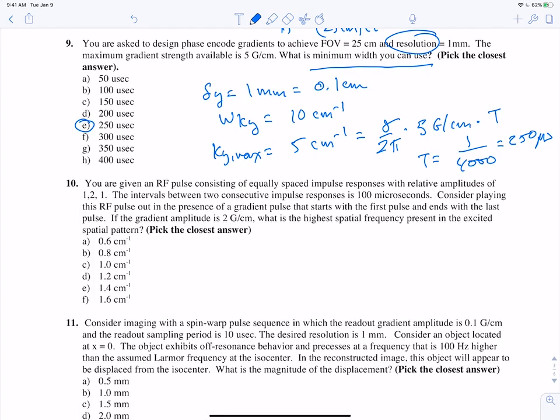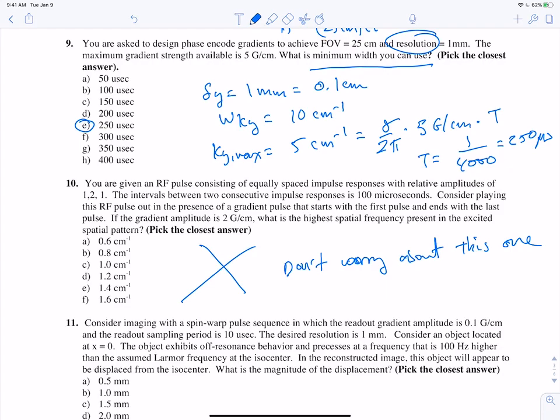This one here, don't worry about it, because we didn't get to that this year. This is related to excitation K-space. We didn't talk about it enough to get to this problem.